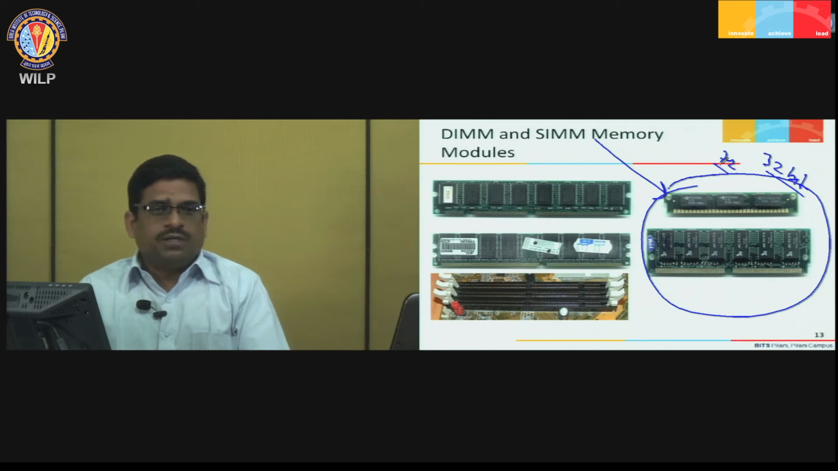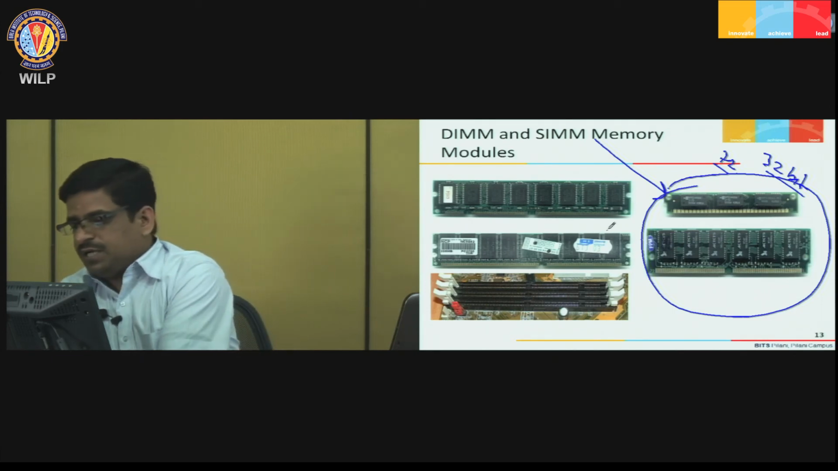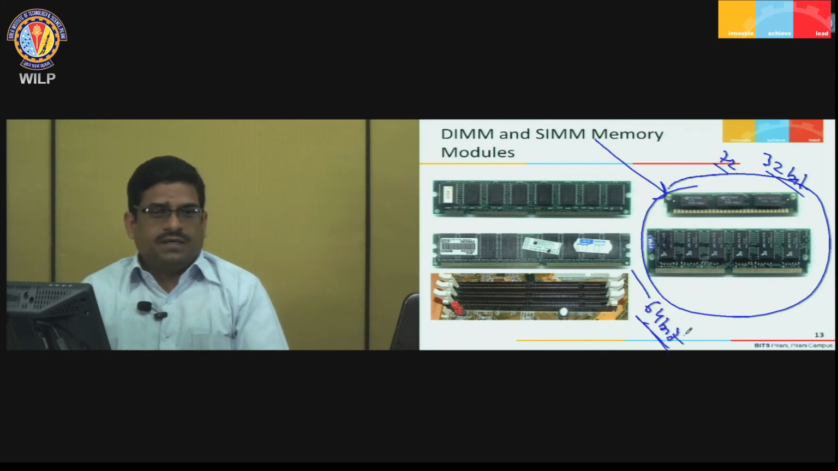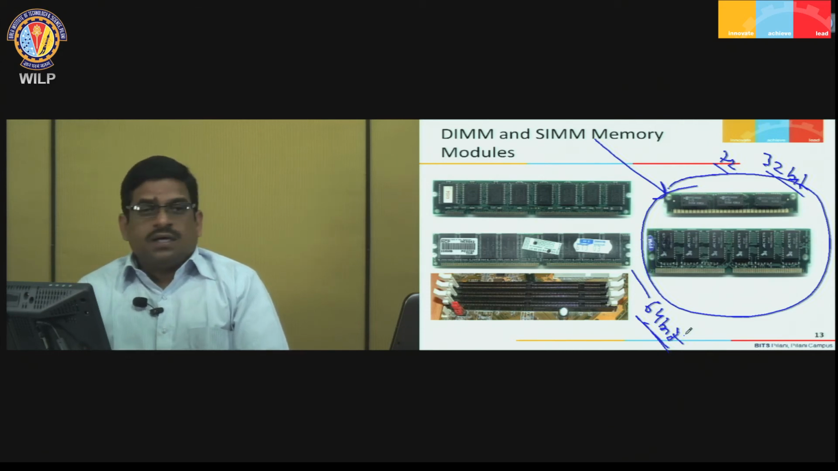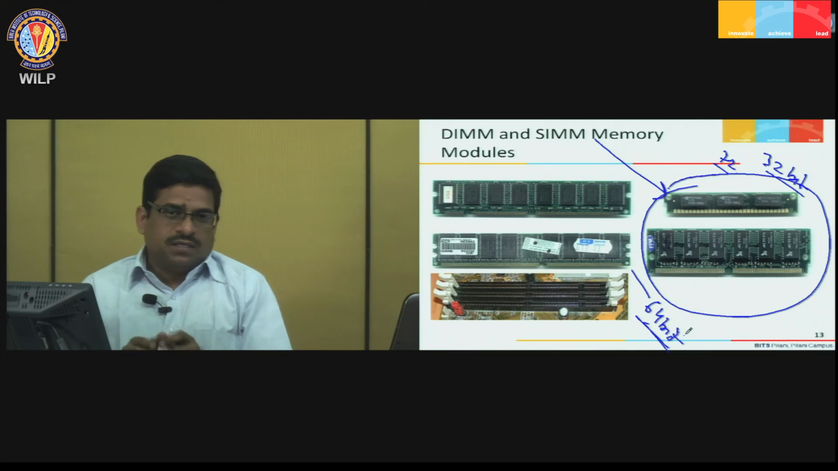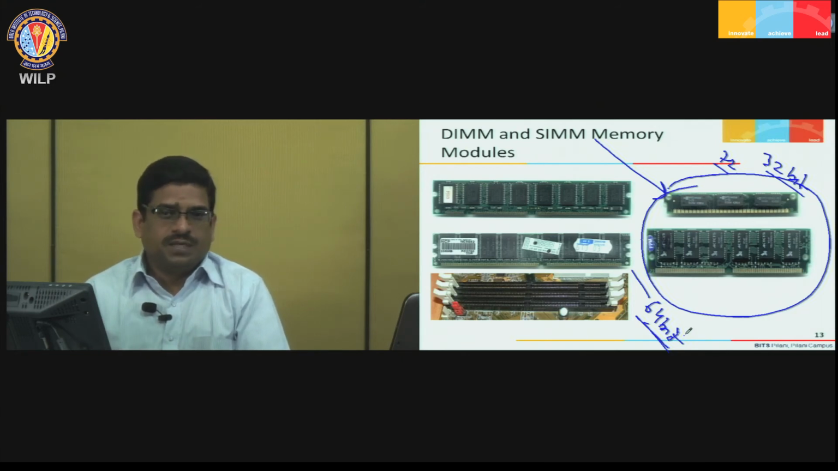In a DIMM module, the data path supported is 64 bits. A larger data path means a larger amount of bits that can be read or written. This module supports 64 bits because the pins are on both sides, not only one side. That is why the data path support capability is improved.